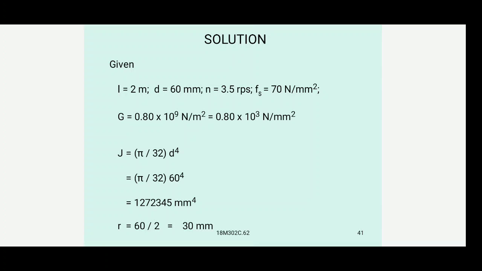Solution: given data, L is equal to 2 meters, diameter 60 mm, N is 3.5 rps, Fs is equal to 70 Newton per mm square, G is equal to 0.8 into 10 to the power of 9 Newton per meter square, that is equal to 0.8 into 10 to the power of 3 Newton per mm square. J is equal to pi by 32 into d to the power of 4, so pi by 32 into 60 to the power of 4. R is equal to 30 mm.